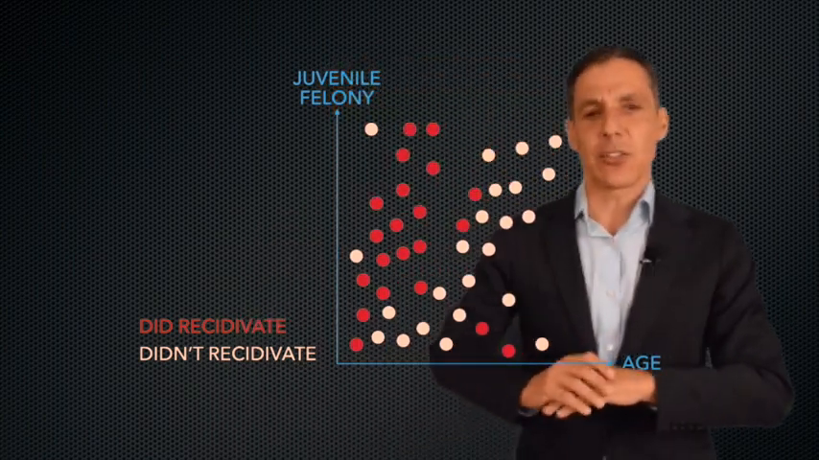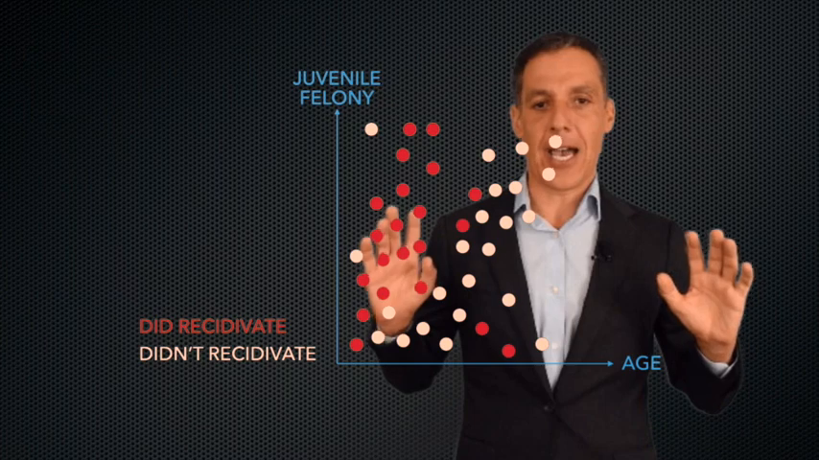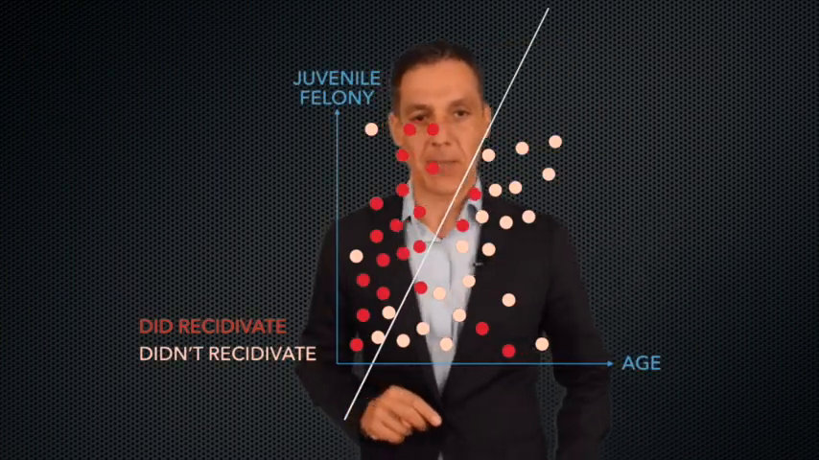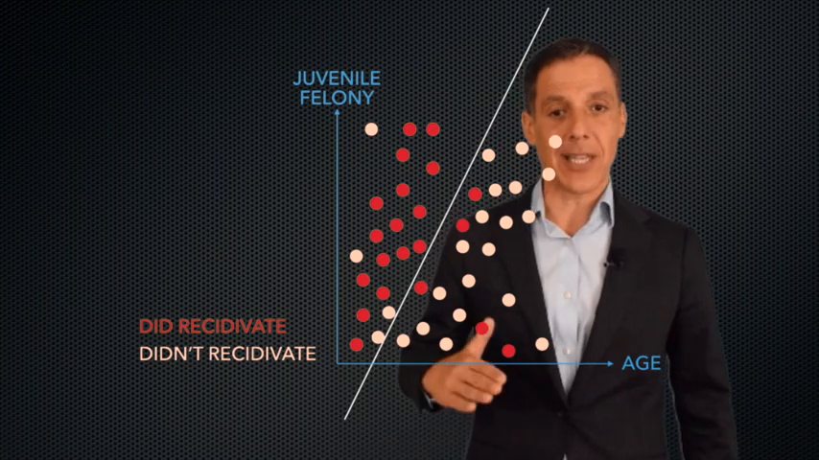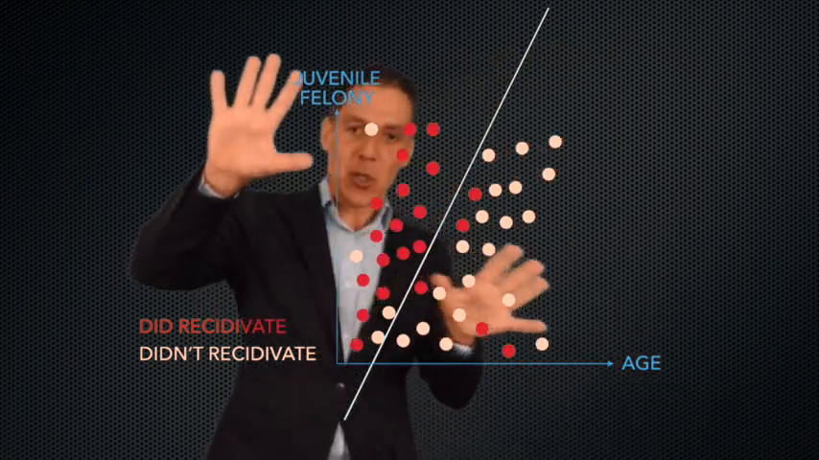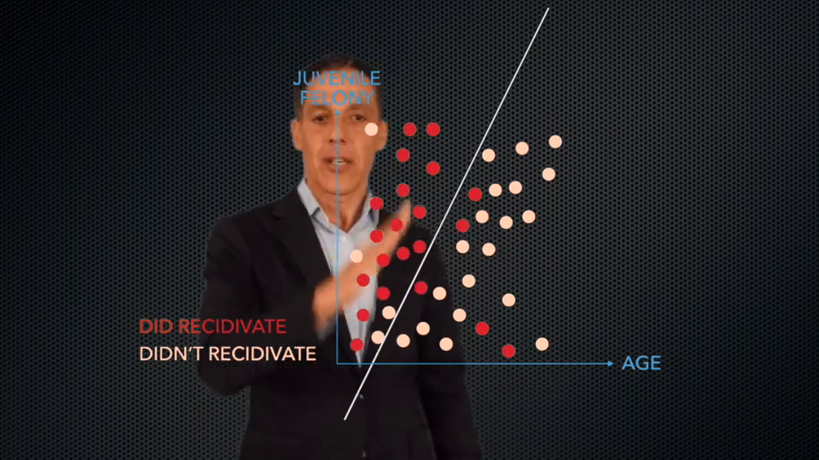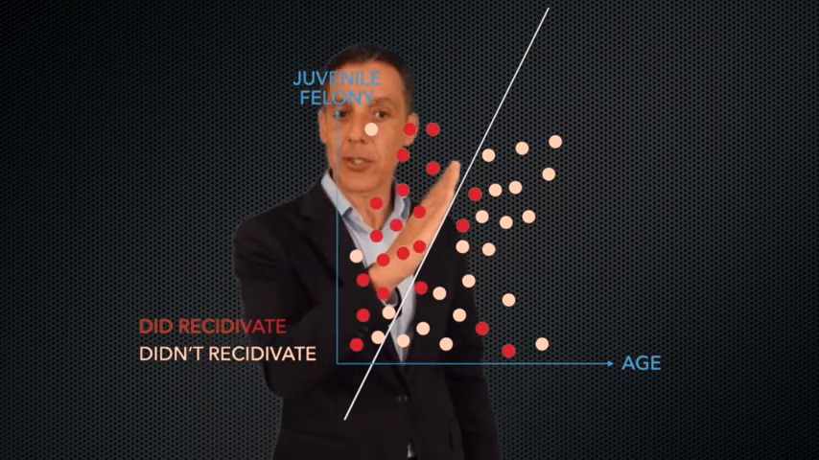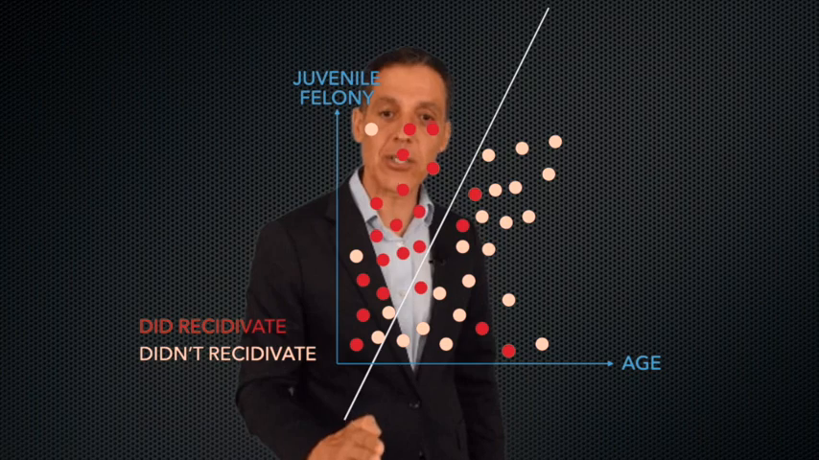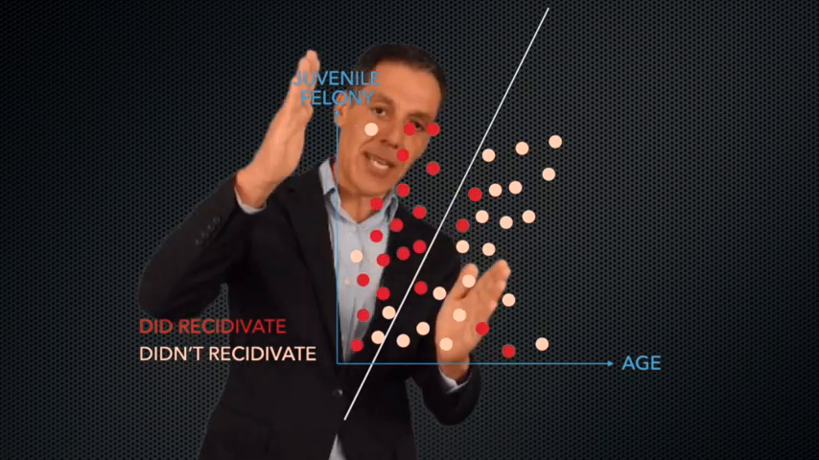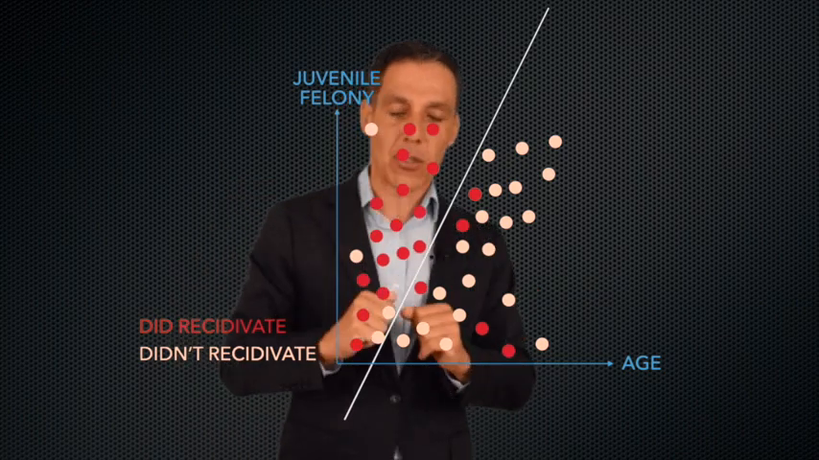Okay? And there's lots of different ways of doing this, AI, machine learning. I'm going to talk about one very, very simple technique. And here's the basic idea. It's called a linear classifier, which in this 2-dimensional space, again, arbitrary axes, age and juvenile felonies, you draw a line. This is why it's called a linear classifier, because there's a linear separation between these clouds of data, the red data points and the yellow data points.